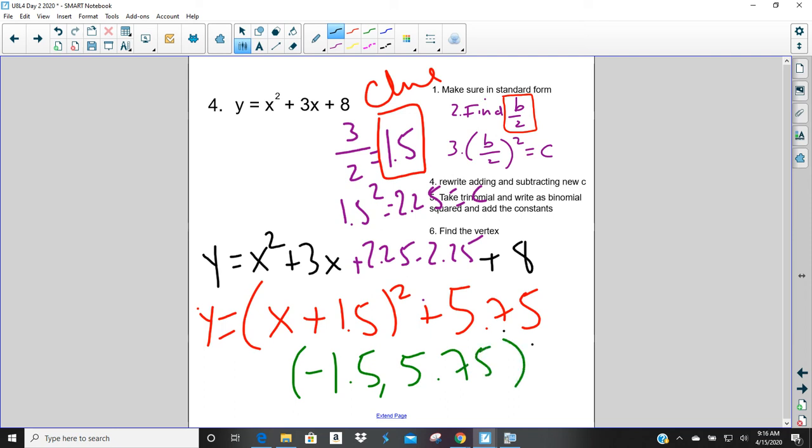Could I find that on my calculator? No, I could not. This is one example where I'm getting decimals for my x value, so I would not be able to see the turning point on my calculator on the table. So if it was a multiple choice type question, you would have no choice but to go through and do vertex form, using completing the square to find the vertex.